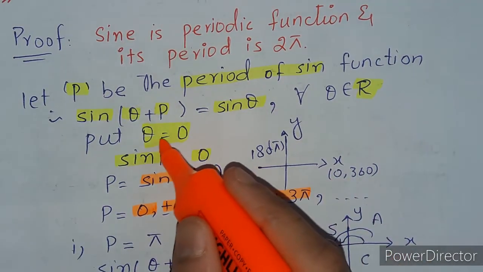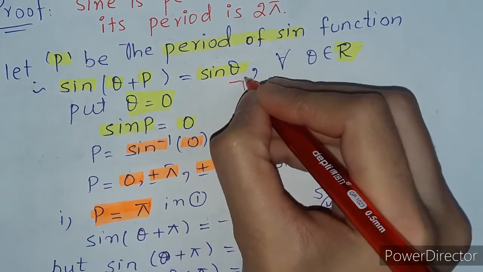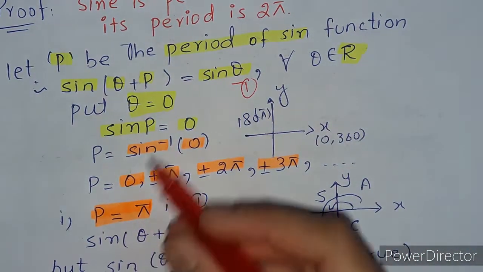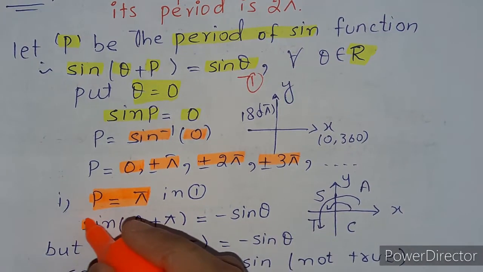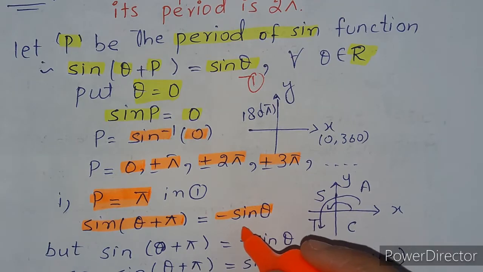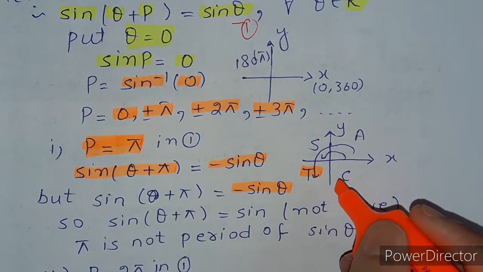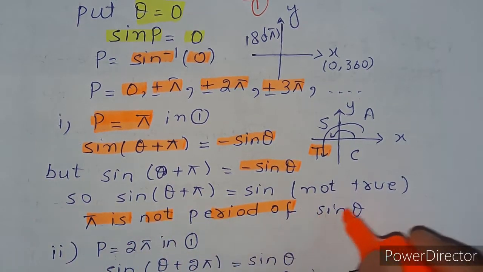We put in the value of theta as 0. Now we will put the value of p as pi. So sin(theta + pi) is equal to minus sin theta. Sine is negative in the third quadrant, so we put a negative sign here. Pi is not the period of sin theta.